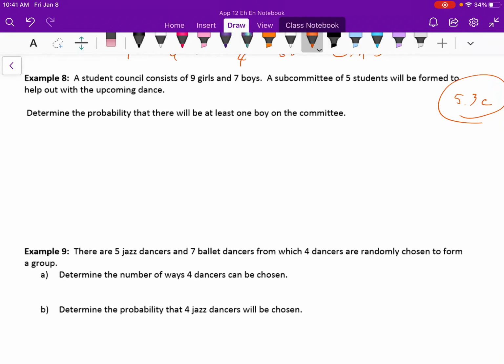All right, example 8. A student council consists of 9 girls and 7 boys. A subcommittee of 5 students will be formed to help out with the upcoming dance. Determine the probability that there will be at least one boy. Okay, so I'm just going to say at least one boy.